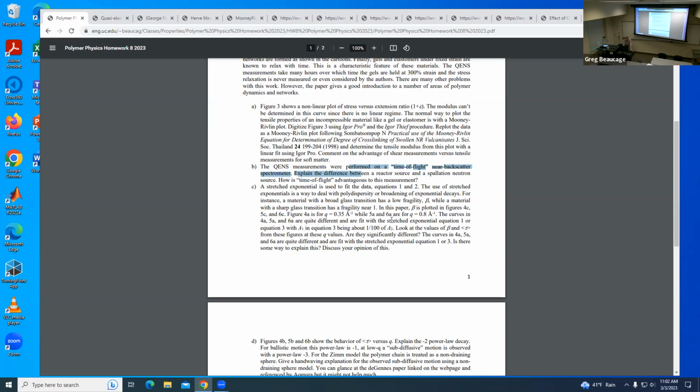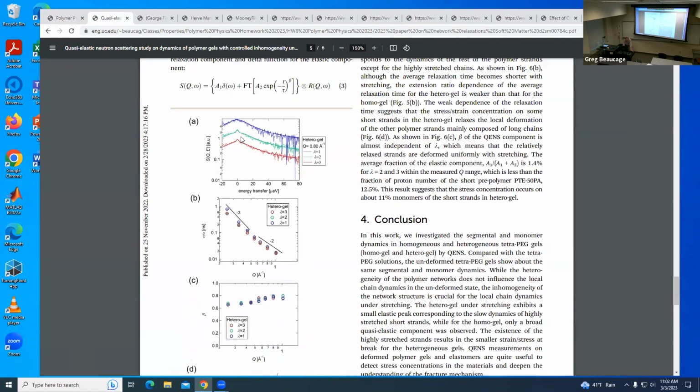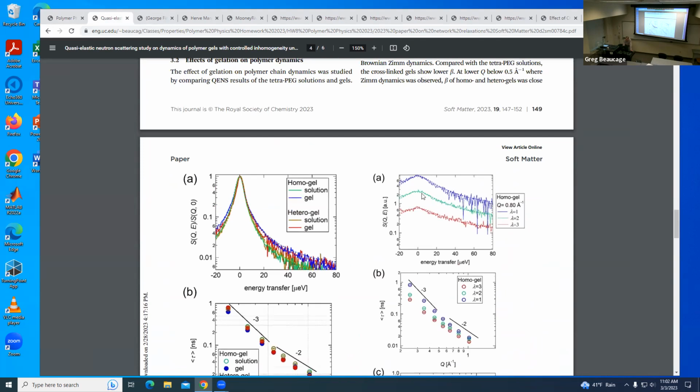It gives all the reasons why time of flight is better for QENS, quasi-elastic neutron scattering. So the ChatGPT answer is good, but reword it if you take it from that. This one, stretched exponential, fragility, the curves, the fact is that he gets curves that are completely different, right? Like this curve and this curve, they're absolutely different, right?